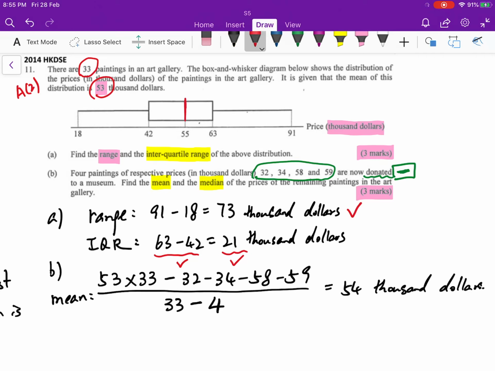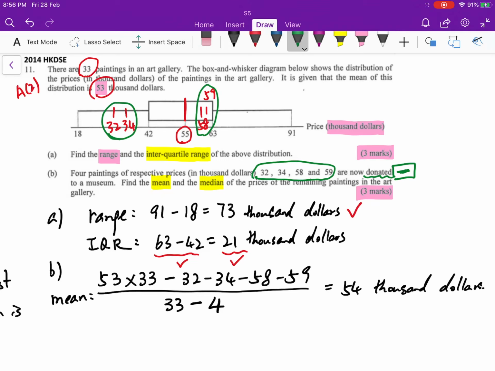So now look at the second one. We need to find the median. So let's see. Median is talking about the middle part, okay? This one. So don't forget that original median is 55. But we already donated 4 of them. So what we need to do is mark down where these 4 data are. So 32 will be here. Then 34, okay, here. 58, okay, we mark down 58. And also 59. So you can see that actually every side of them, we deduct 2 data.